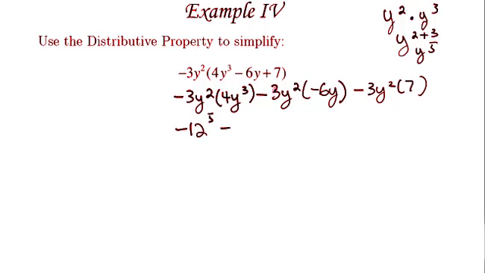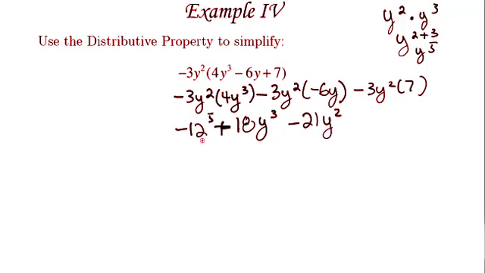In the next section, I have negative 3 times negative 6. A negative times a negative is going to give me a positive, so I'm going to have plus 18 y squared times y. That would be 2 plus 1, which is y cubed. And in my last section, I have negative 3 times 7, which is negative 21, and then I don't have any y expression over here, so it's just y squared.